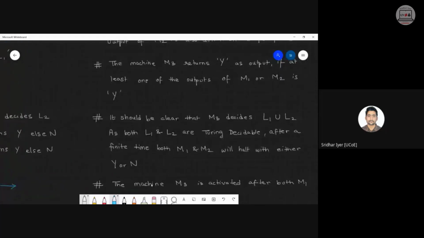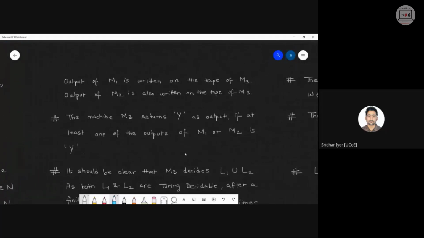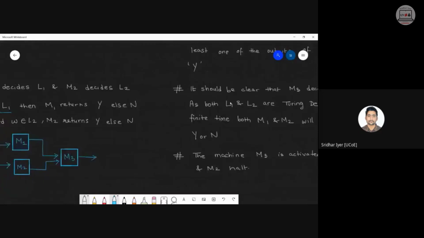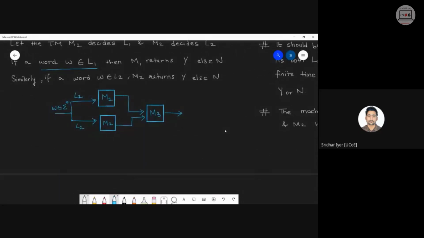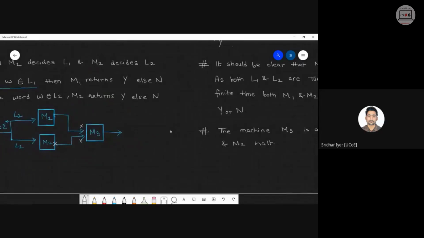What is next is, output of M1 is returned on the tape of M3. Now we can see that we have introduced one more Turing machine, M3, over here. All these boxes are Turing machines, okay? So what we're doing is, the output of M1 is written as input of M3, or the tapes of M3. Similarly, the output of M2 is also given as input to M3. Now what will happen? M3 will have to produce some sort of result. Now what are those results?